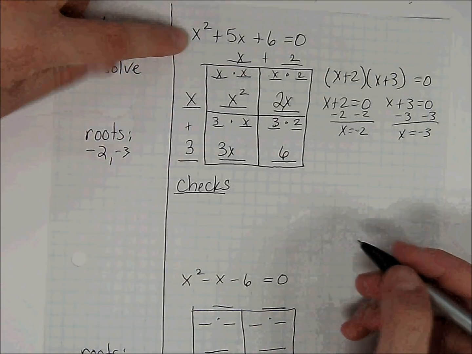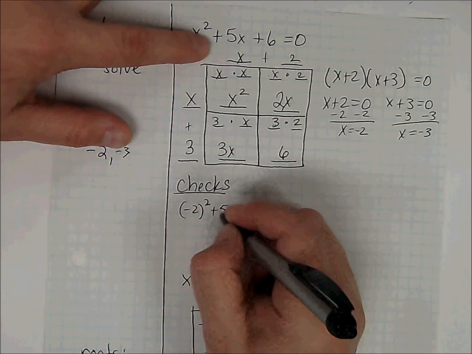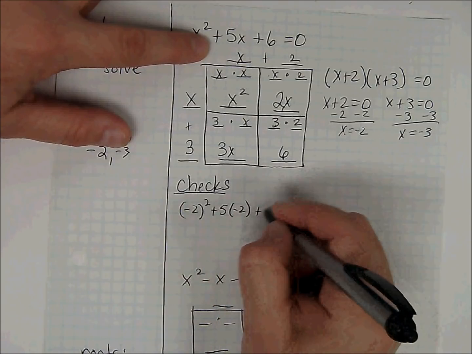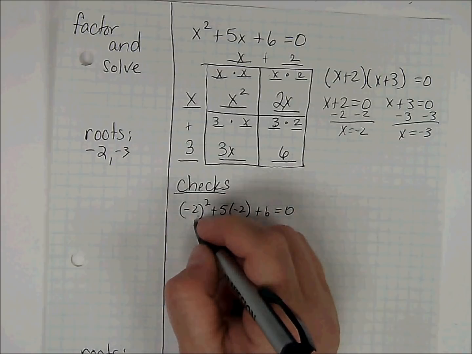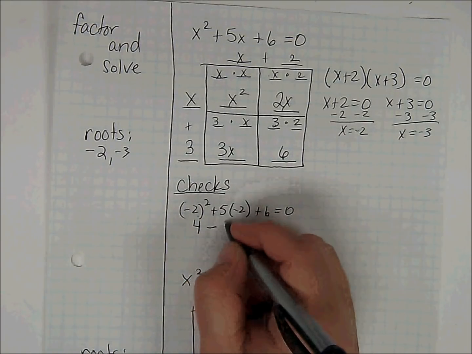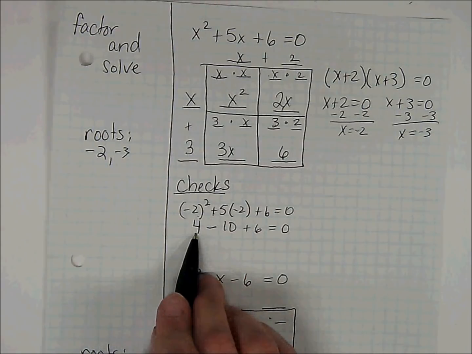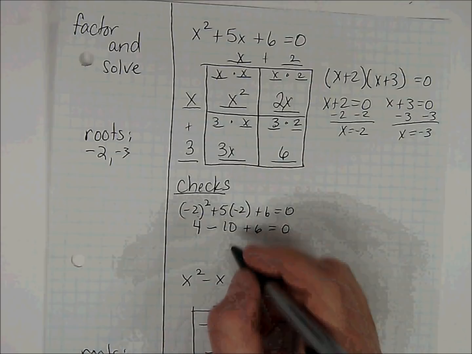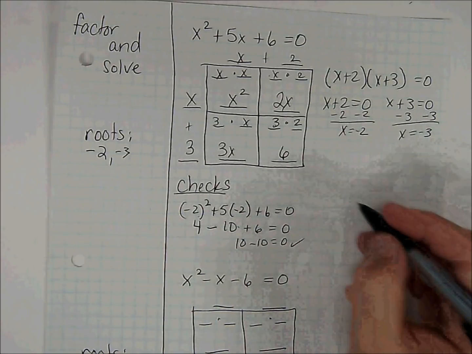So we're going to try negative 2 squared plus 5 times negative 2 plus 6 equals 0. Negative 2 times negative 2 is a positive 4. Positive times a negative is a negative 10. Plus 6 equals 0. Well, positive 4 and a positive 6 will give me 10, minus 10, and that equals 0. Let's try the other one.